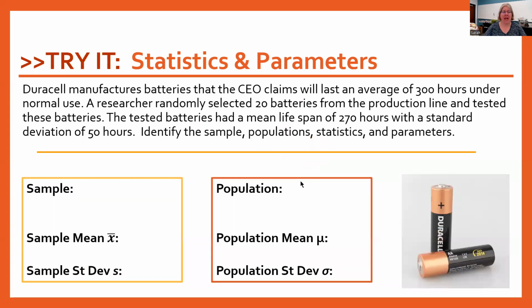All right, so let's give this a try. You'll find on your notes, here's one about batteries. It says, Duracell manufactures batteries the CEO claims will last an average of 300 hours under normal use. So there's that claim from authority. A researcher randomly selected 20 batteries from the production line and tested these batteries. The tested batteries had a mean lifespan of 270 hours with a standard deviation of 50 hours. I would love for you to pause the video, identify the sample and the population, and then see if you have a sample mean and standard deviation and population mean and standard deviation. If you don't have one of those, and I think at least one of them is missing, then just put NA. Go ahead and pause the video and give that a try.